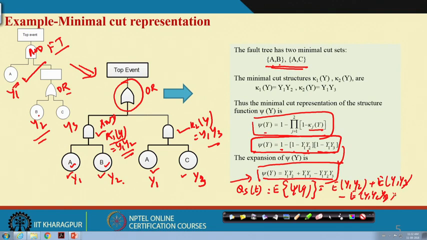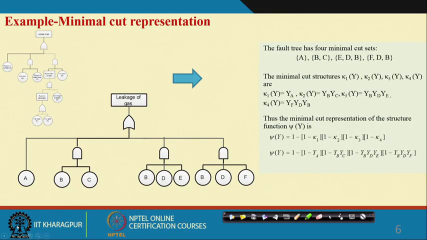As y1, y2, y3 are independent, this will be the multiplication of the expected values: expected value of y1, expected value of y3, similarly this. Okay. So, I hope that now it is clear. Let us see another example.